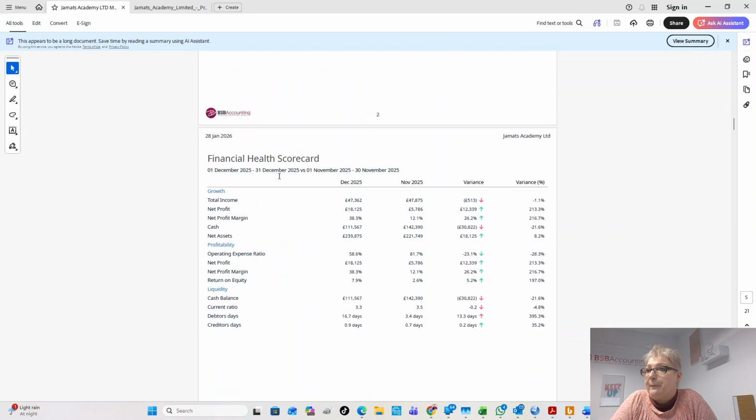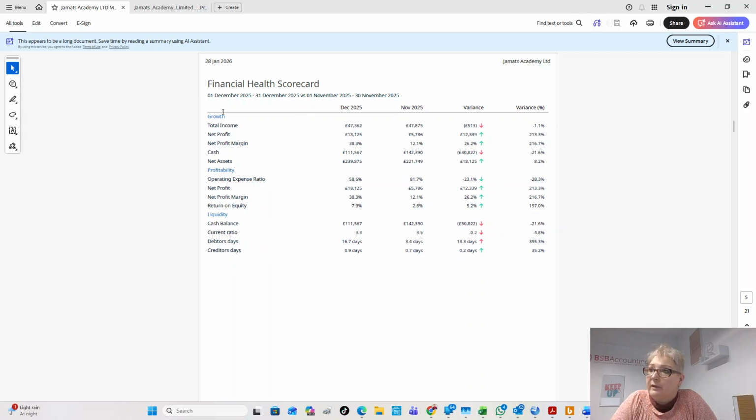And the next one is your financial health scorecard, which I set you up with. The total income is slightly down compared to the previous month, and the cash as well. So you see the cash balance in here.